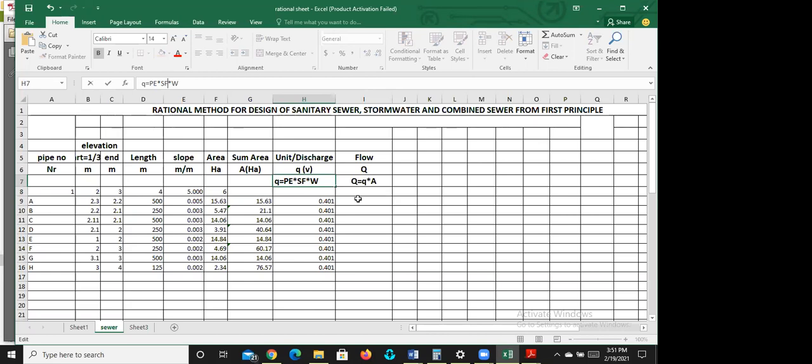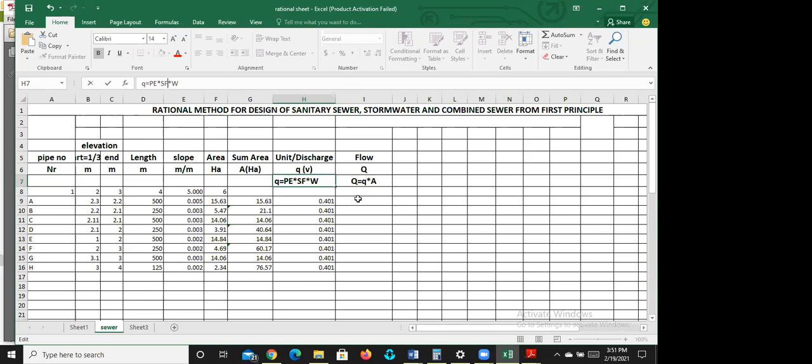Then we call it runoff coefficient in storm design. We call it peak factor in sewer design, which is also the reverse. Sewer design is the reverse of potable water design, drinking water design.